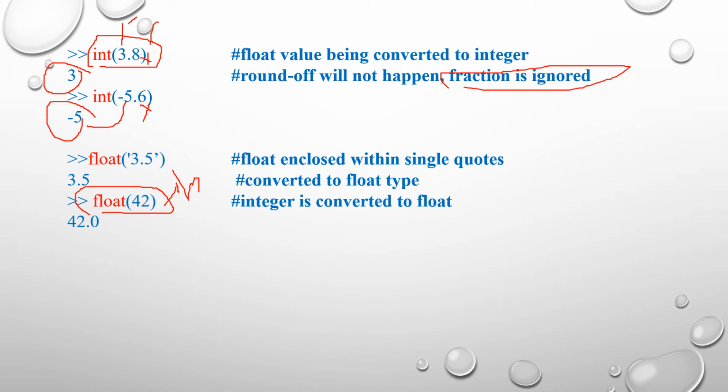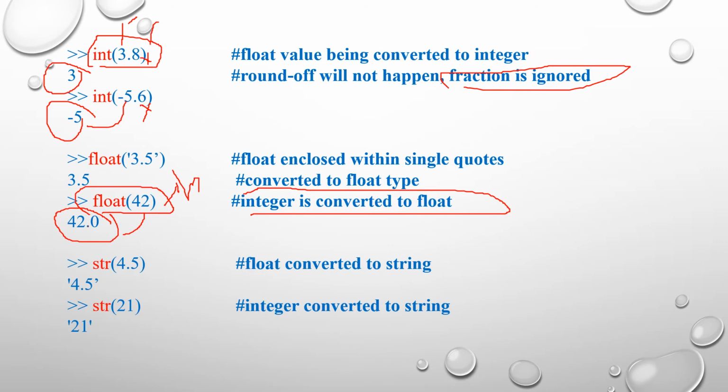So here the float value is 42.0. The assigned argument is 42 and the conversion is float conversion, which converts 42 into 42.0. So it converts the integer into a float value.